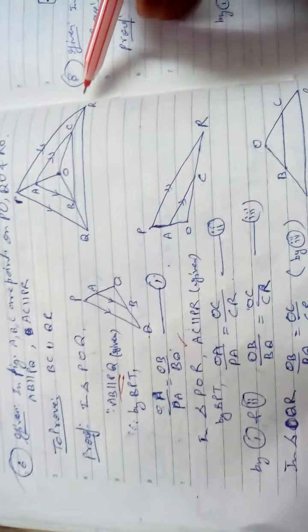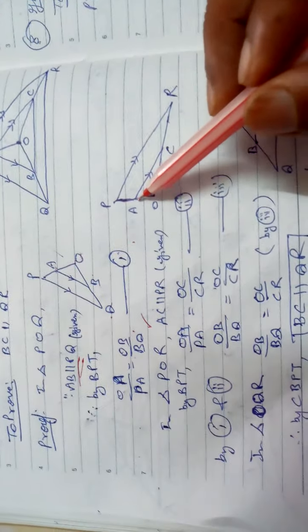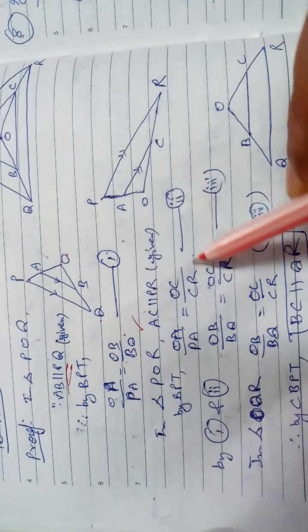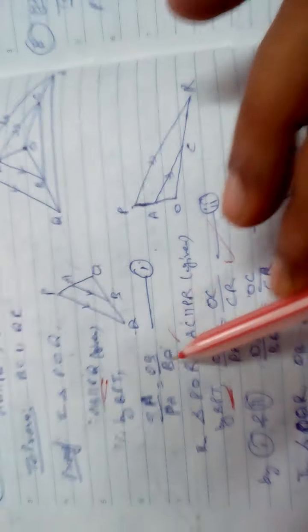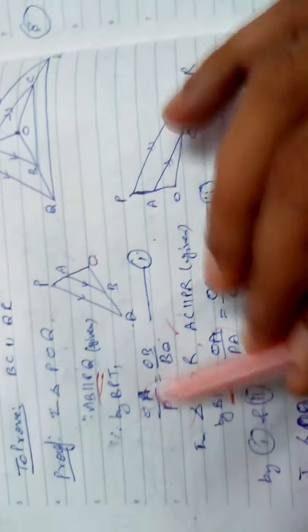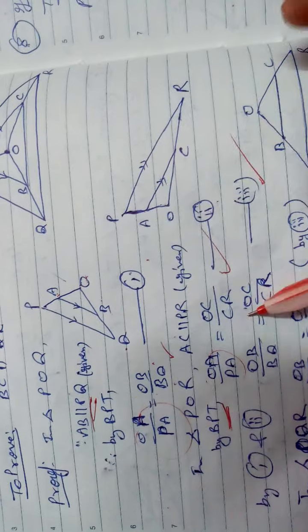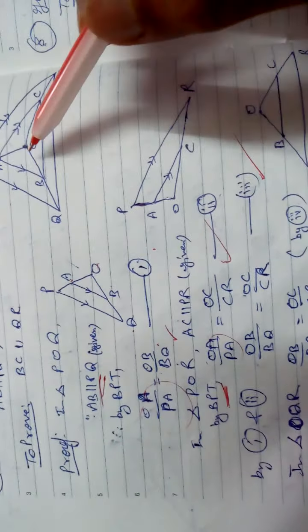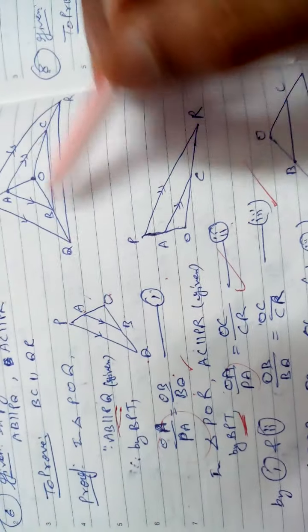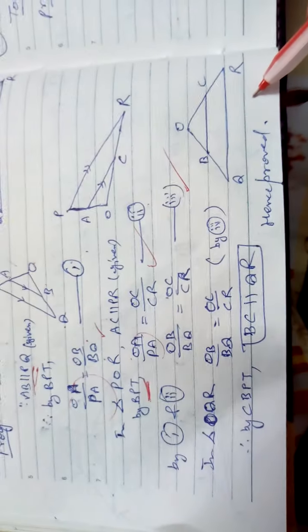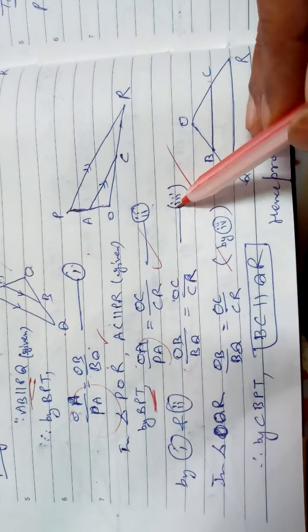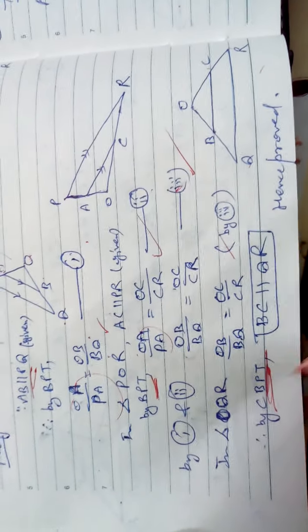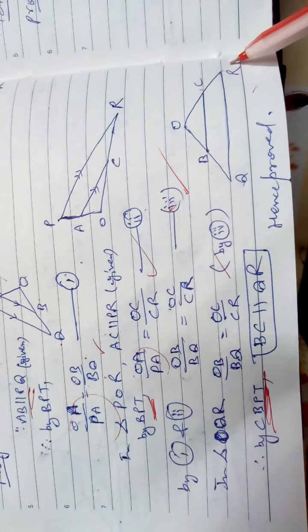In this POR I am taking. So OA upon AP is equal to OC upon CR, by second equation, by the BPT. Compare first and second, you are getting a third result. LHS and LHS equal, so RHS will be OB by BQ equal to OC by CR. So this small figure you draw, OQR. OB by BQ equal to OC by CR we have proved in third. So by converse of BPT, BC is parallel to QR.